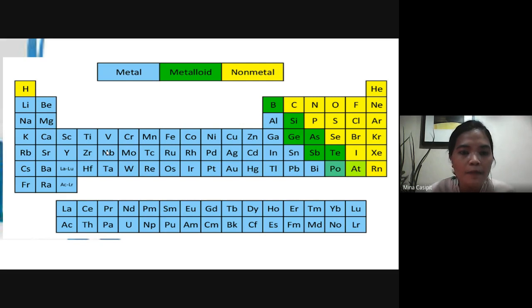So, in the periodic table of elements class, yung mga metal elements, they are found mostly in the left portion of the periodic table. While the non-metal elements, opposite po niya sa right side of the periodic table. Yung metalloid, nasa gitna po siya. Okay, for 2 minutes, familiarize the periodic table of elements. Kasi we will have an exercise regarding with this.